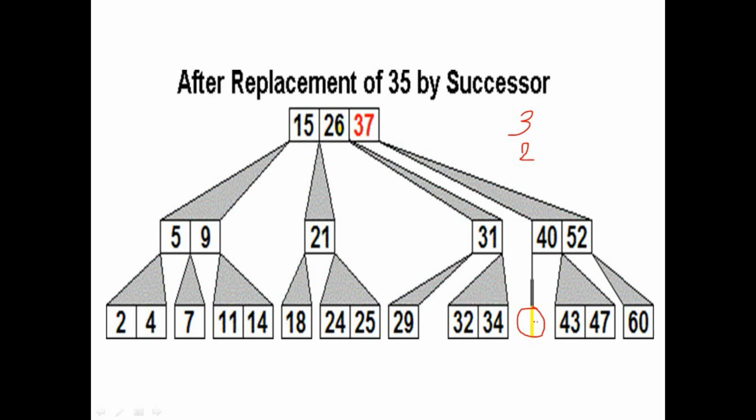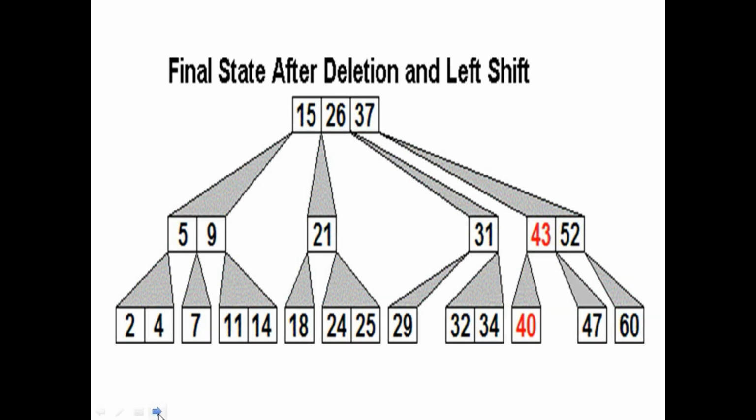So here there is a rich sibling. You can take one of the elements over here, but you cannot directly take it. What you have to do? You have to borrow it from the parent. So 43 will go here and 40 will come here. So 43 here and 40 here. So this is the final state after deletion and shift. This is the tree created.